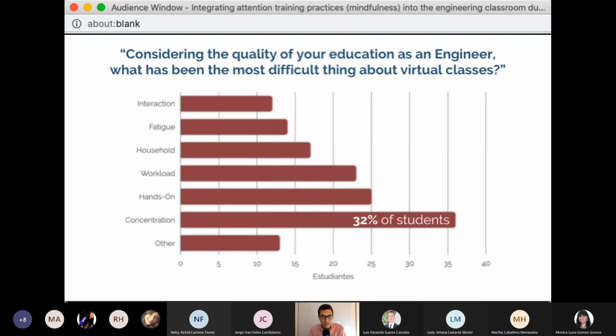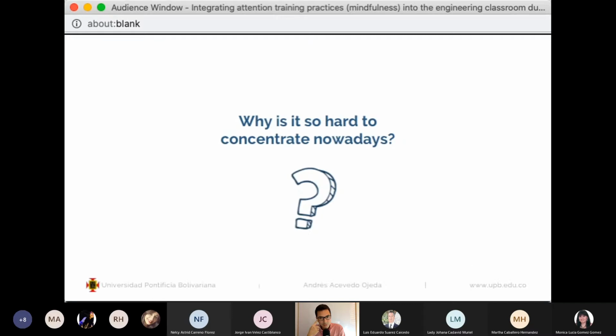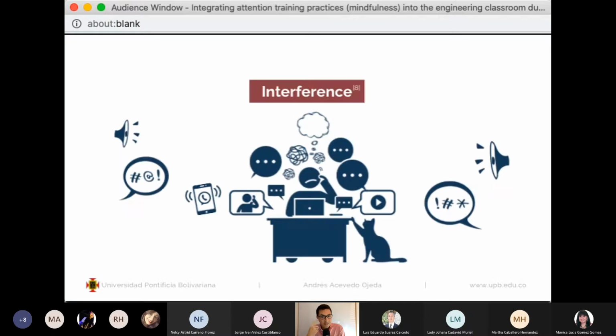This is a graph showing the data where more than 32% of students mentioned concentration as the most difficult thing about virtual classes. But if concentration is so important for learning and creativity, why is it so hard for students to concentrate nowadays? Well, there has never been more interference.